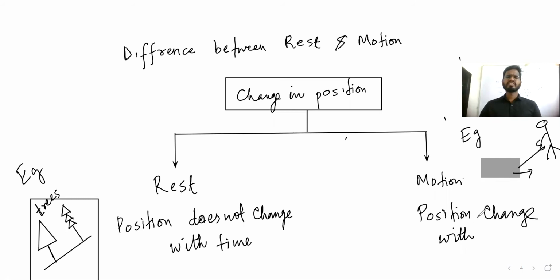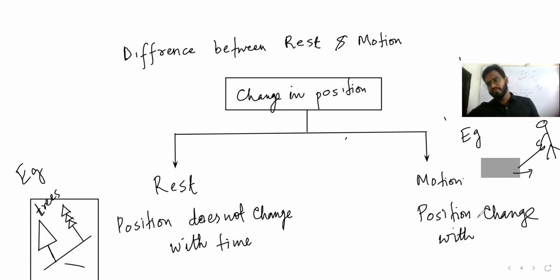Fine. For example, trees, homes and all are at rest with respect to time. After 50 years also, all the trees and homes will be at the same point. So we can say they are at rest with respect to time. They are not moving. Fine. This object, we are pulling like this. If you pull, then of course with respect to time its position is changing. Position changes, so we can say it is in motion.